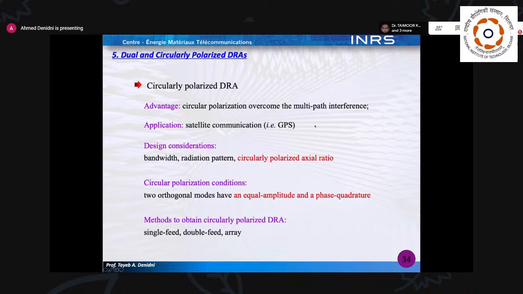of bandwidth. The circular polarization condition means we have to come up with two orthogonal modes in equal amplitude and in phase quadrature. This means to have this circular polarization. The method to design a circularly polarized DRA, we can go with a single feed or a double feed or an array. This means we have three ways to achieve this circular polarization.